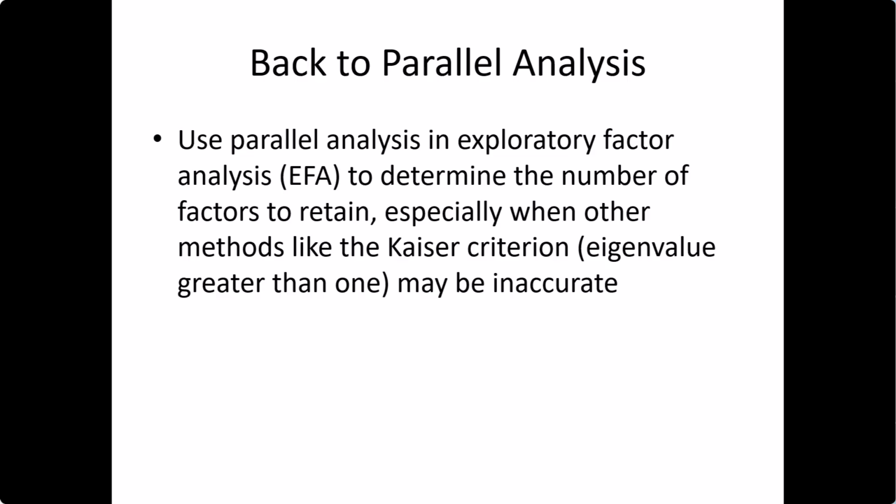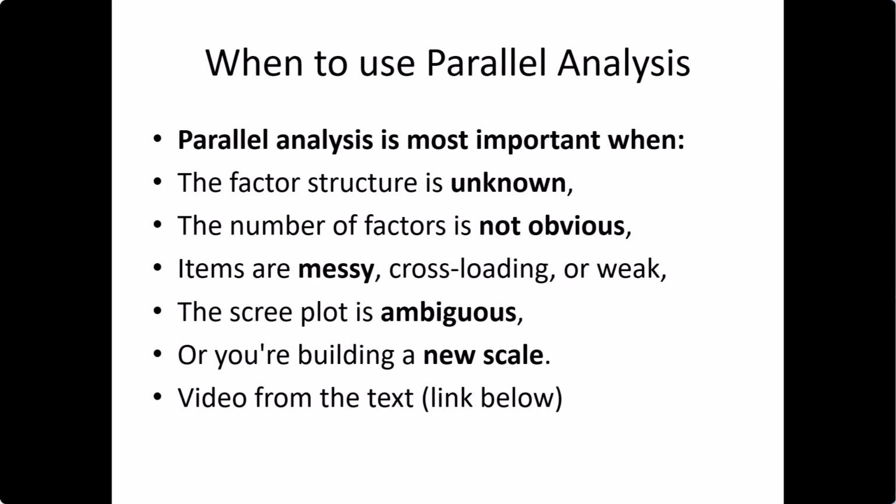We use parallel analysis in exploratory factor analysis when we want to determine the number of factors to retain, especially when other methods like the Kaiser criterion, the eigenvalue greater than 1 criterion, may be inaccurate. Parallel analysis is most important when the factor structure is unknown, when we don't know the number of factors, it's not obvious, when our items are messy, or if we have cross loadings, or if they're weak, if the scree plot is weird looking or ambiguous, or if we're building a new scale.